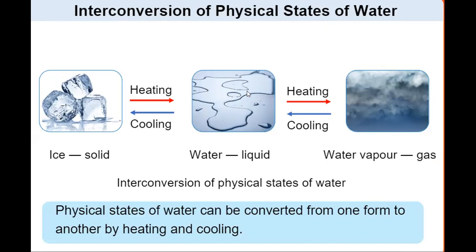Again, water that is in the liquid state, if you heat it, it will turn into the gaseous state, that is water vapor. Now the reverse cycle. If you cool this water vapor that is in the state of gas, it will become water, that is the liquid state. If you cool it again, it will form the solid substance, that is an ice cube. The physical state of water can be converted from one form to another by heating and cooling.